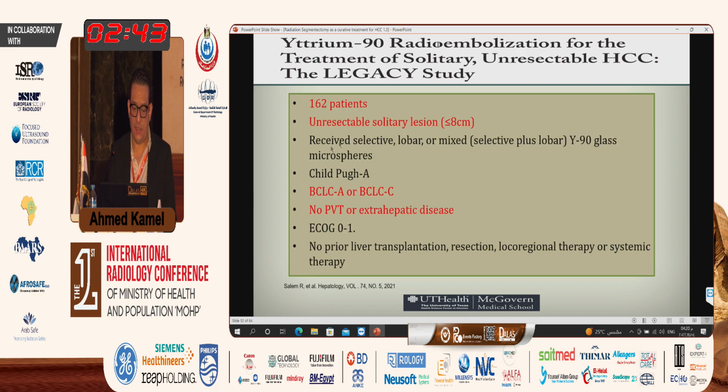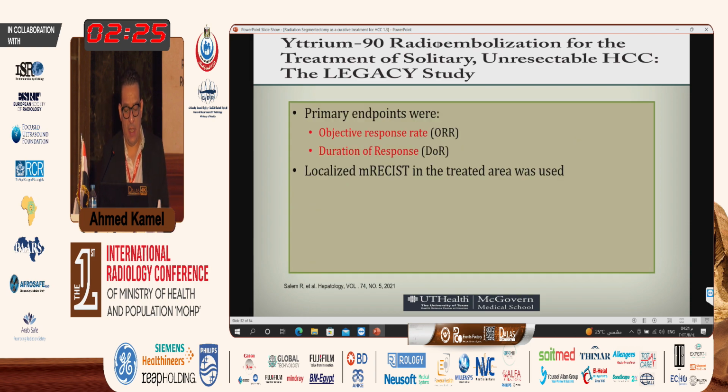And what they did is they studied 162 patients with unresectable solitary lesion, less than 8 centimeters. So that's a huge lesion, or huge inclusion criteria. So these were BCLC A and C, no portal vein thrombosis, of course, and no extrahepatic disease. They looked at the objective response rate and duration of response.